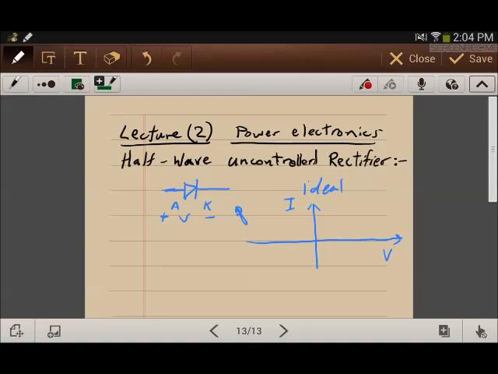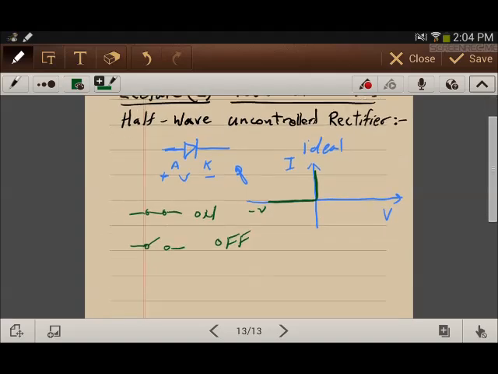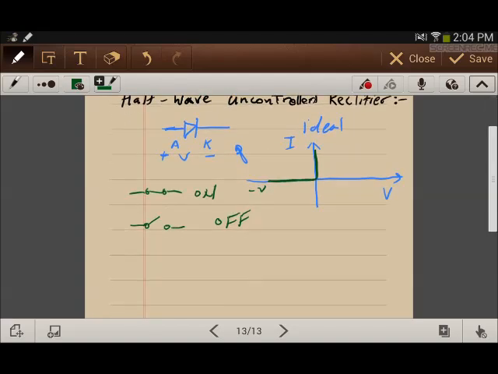then whenever we apply a positive voltage across the diode terminal, the diode will conduct, meaning a current will flow through the diode. The diode behaves as a closed switch and it's on. When there is a negative voltage applied across the diode, it will block this voltage, meaning that it will behave like an open switch and it's going to be off. This is the ideal case for a power diode.